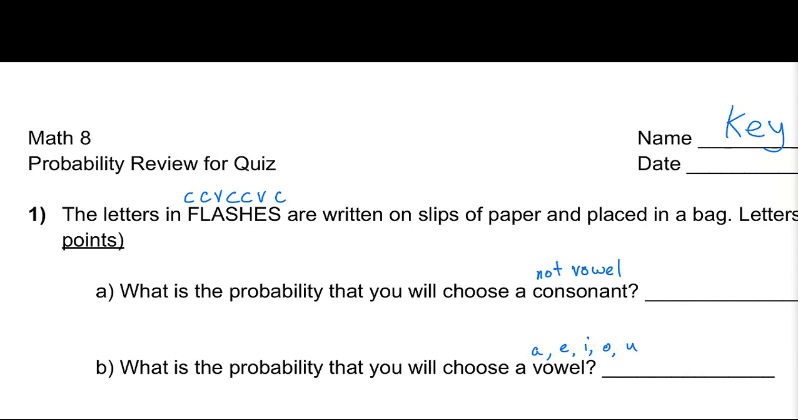Okay, so how many of these are not vowels? Well, 1, 2, 3, 4, 5, and there are 7 total letters. Those would be consonants. The vowels would be A and E. That's really all you need to do on number 1.